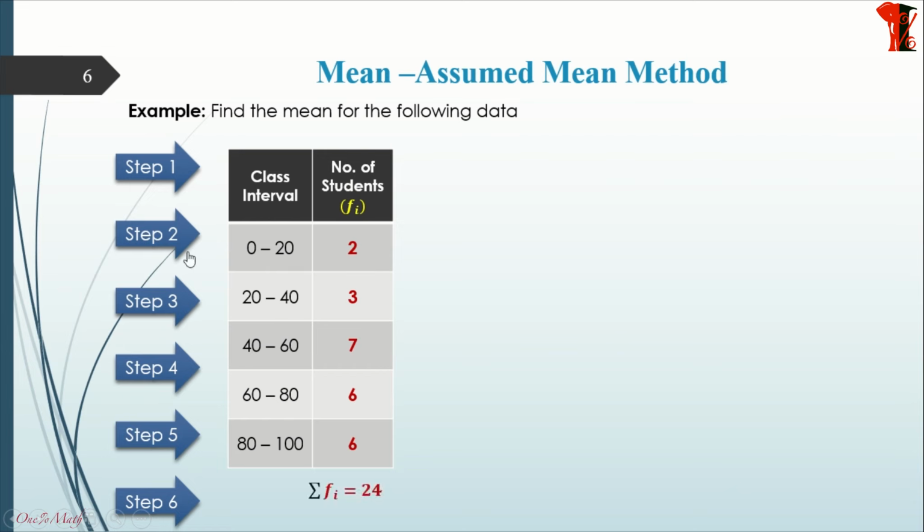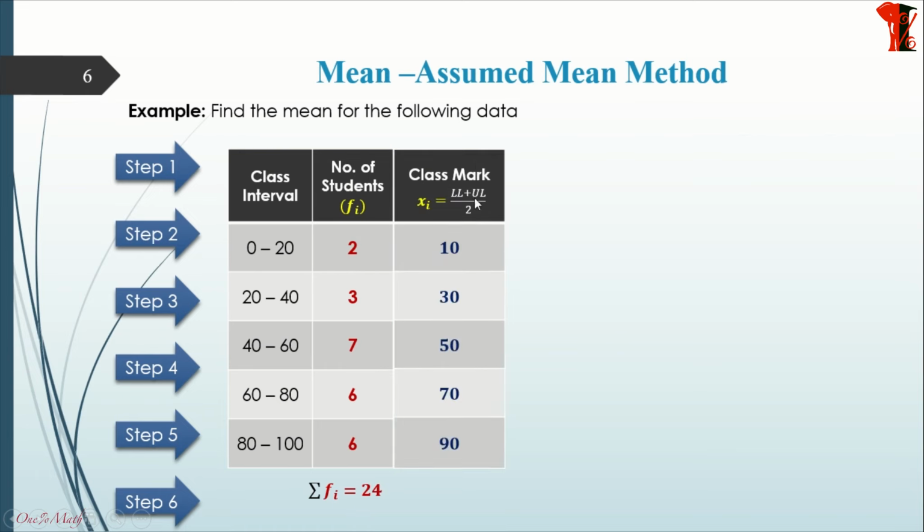The first step we already know: we find the sum of all the frequencies. It remains the same. The second step also remains the same. You have to find xi: 0 plus 20 by 2 gives you 10, 20 plus 40 by 2 gives 30, 40 plus 60 by 2 gives 50, 60 plus 80 is 140, 140 by 2 gives 70, 80 plus 100 is 180, 180 by 2 gives 90. This is the xi column.